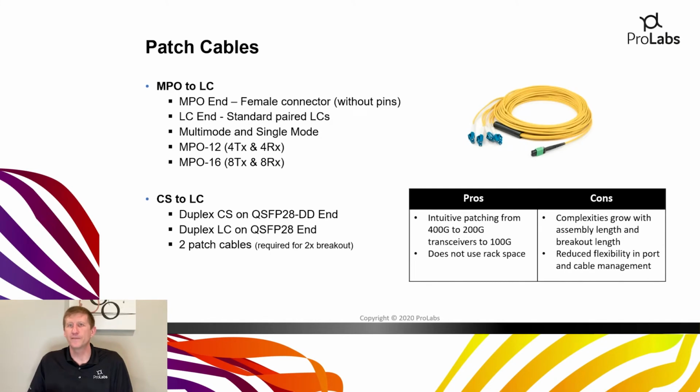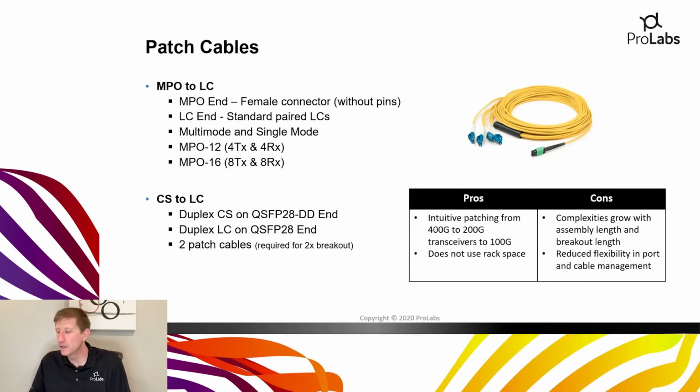Let's explore this physical aspect we just spoke about, those MPO to LC patch cables we mentioned. These are standard breakout cables, the same sorts of breakout cables we've used for years, with an MPO on one end. You need a female connector without pins that connects directly into the transceiver. On the LC end, it'll just be standard paired LCs, available both in multimode and single mode. For the DR4, DR4 Plus and the PLR4, you'd have an MPO12. And for the SR8, should that day come, MPO16.